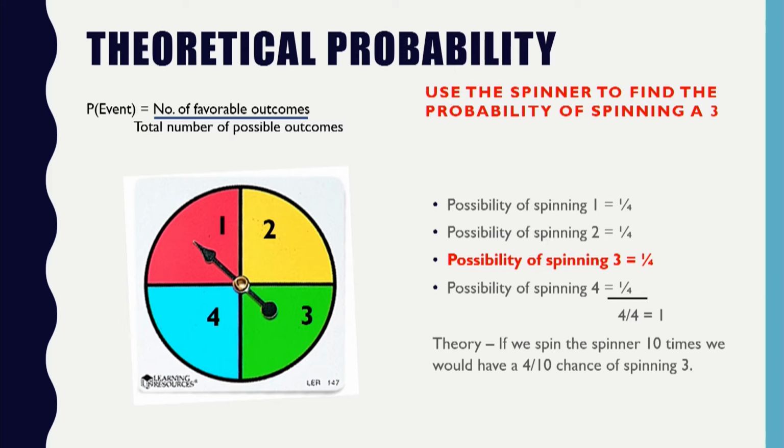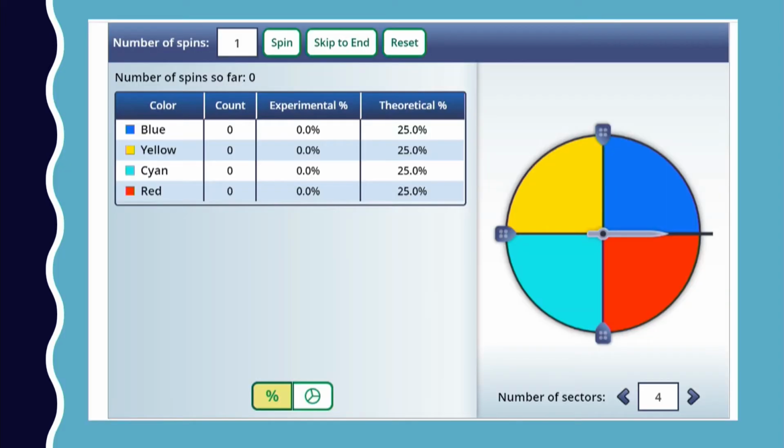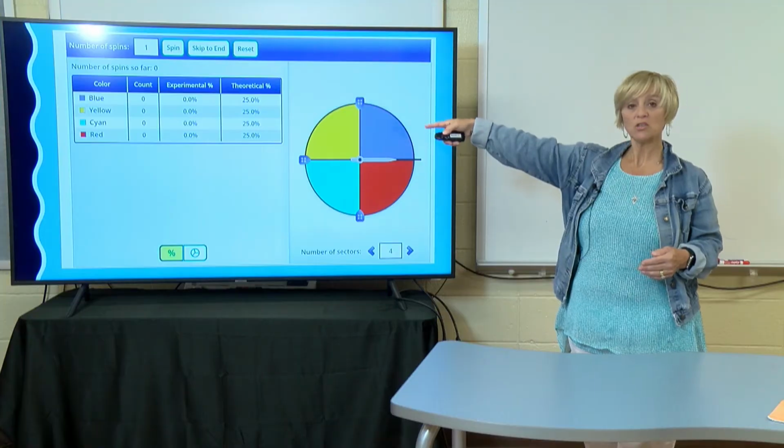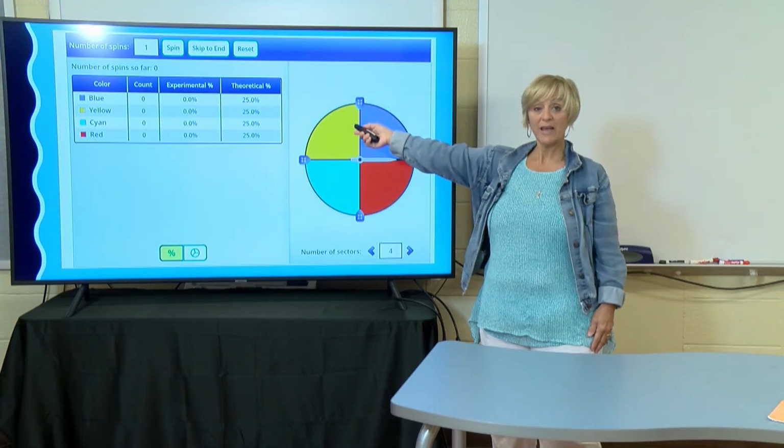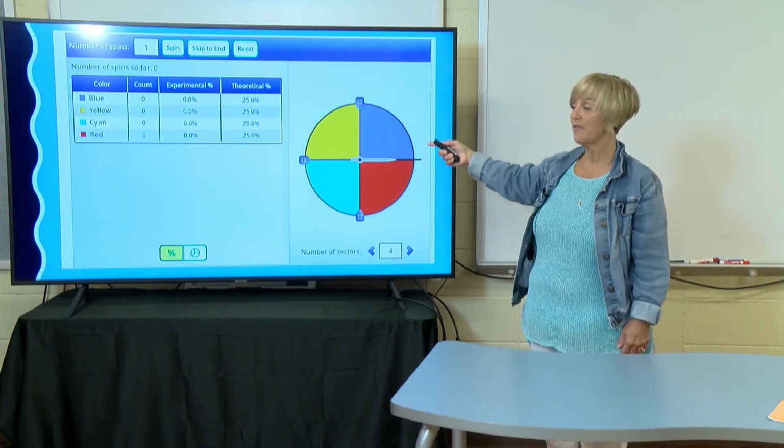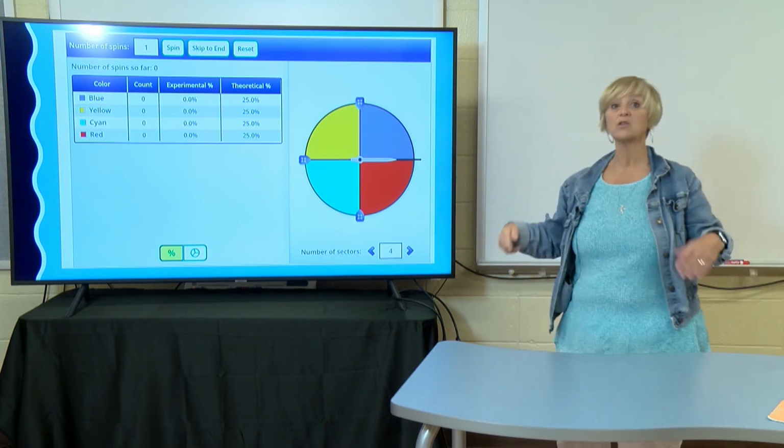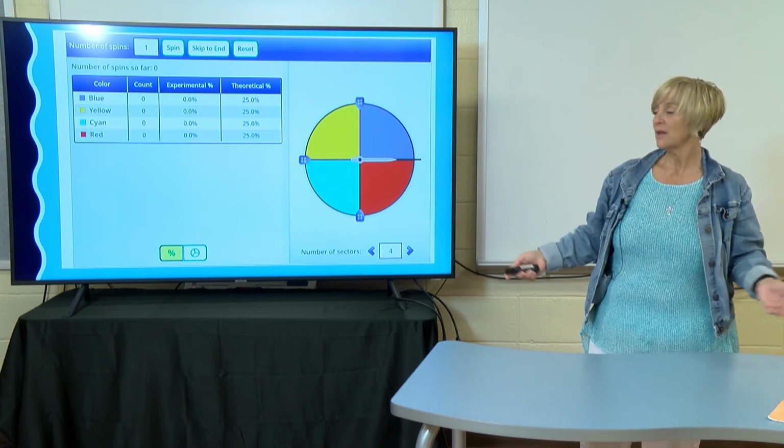In theory, if we spin the spinner 10 times, we would have a 1 in 4 chance of getting a 3 every time. That is our theory, correct? Well, let's see if our theory holds up. Here's our spinner, and of course, right over here we see, theoretically, each color should be 25%. We should pull those 1/4 of the time.